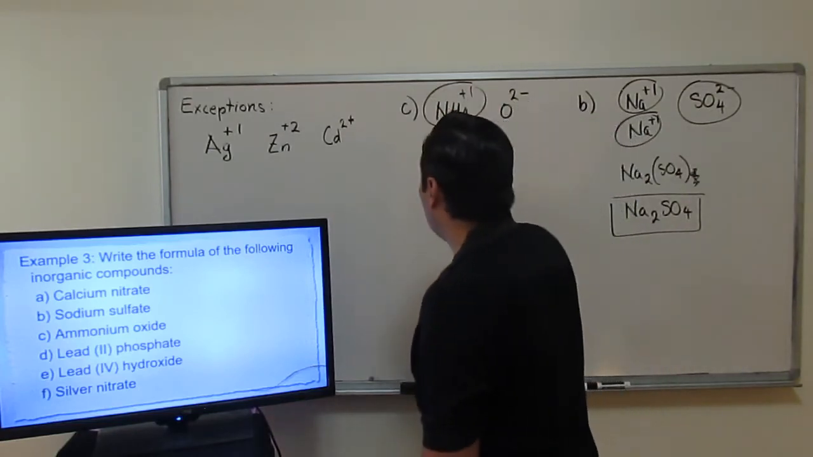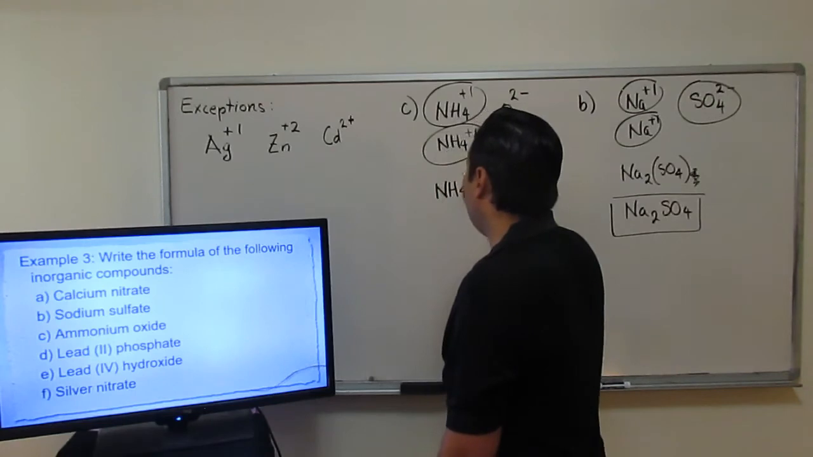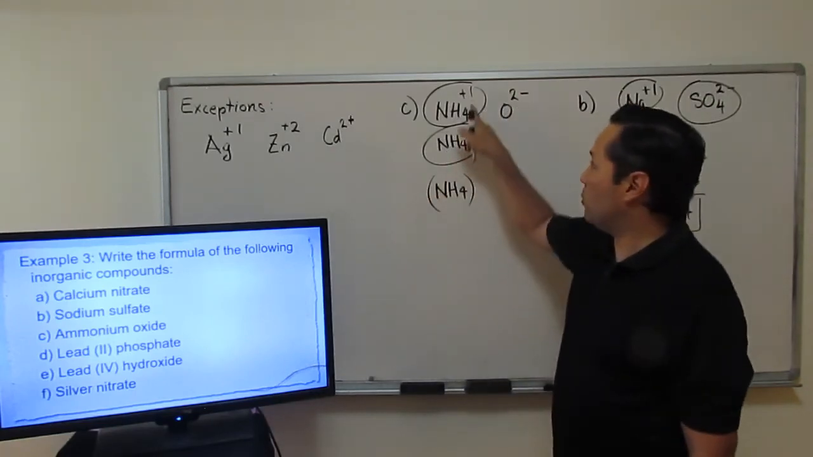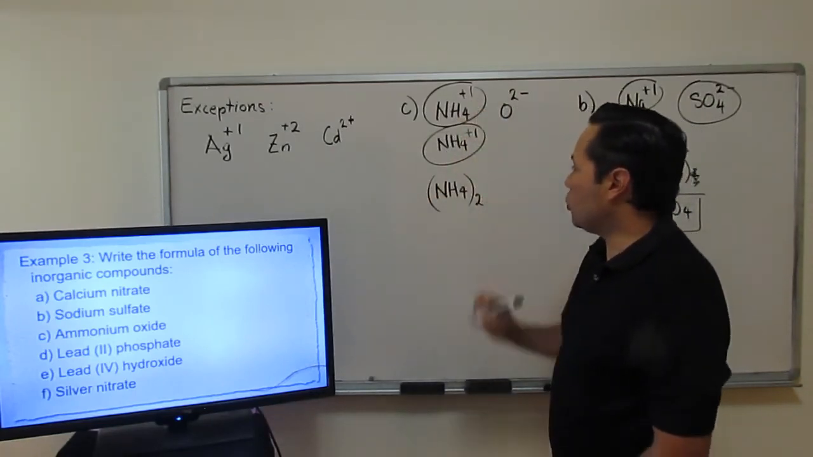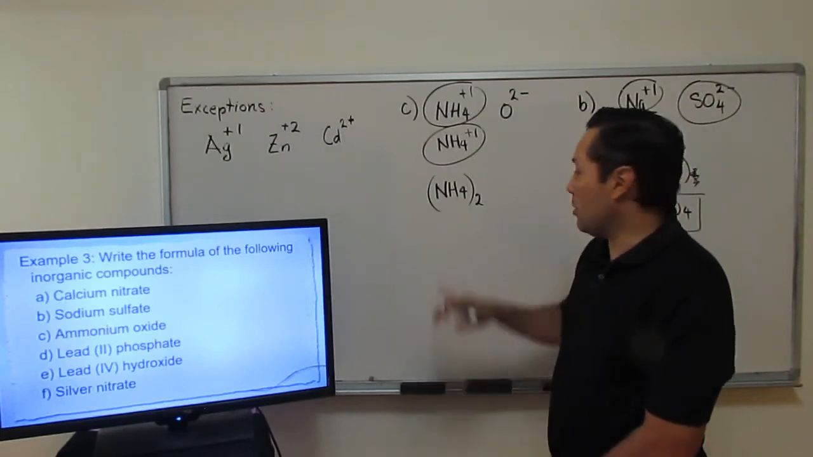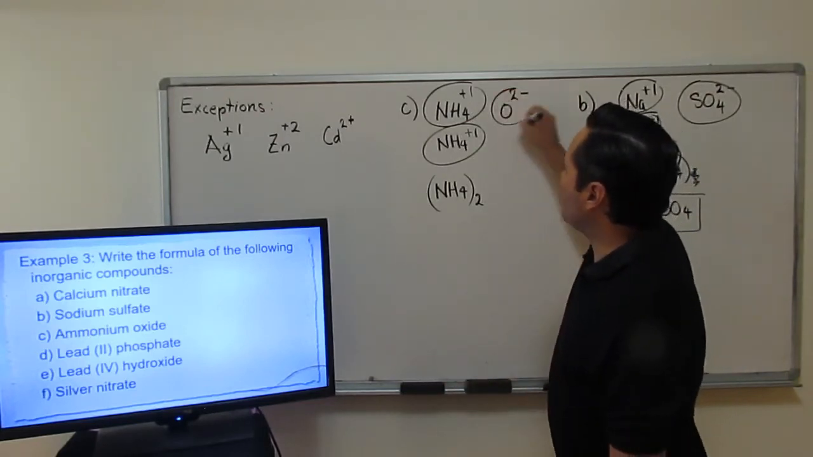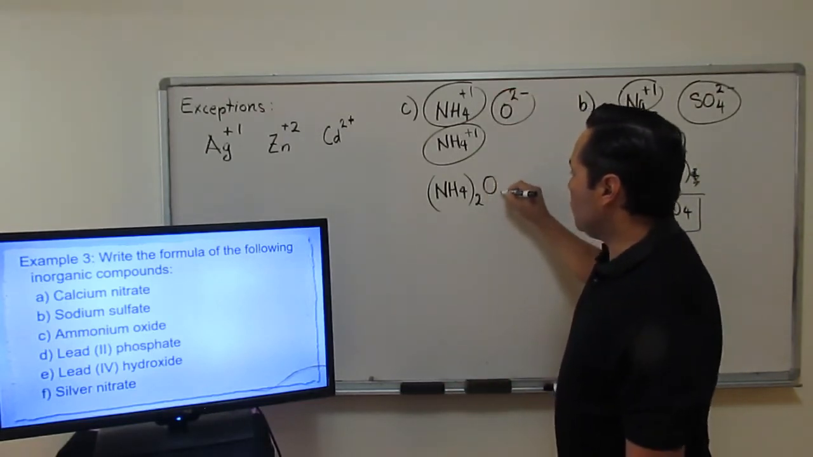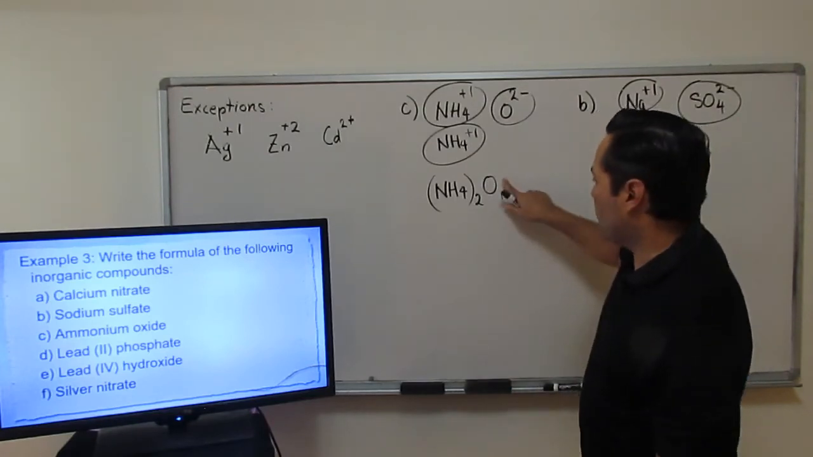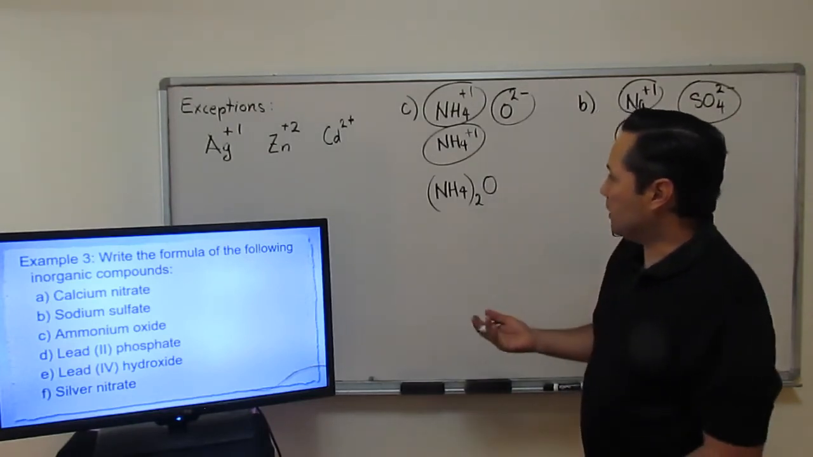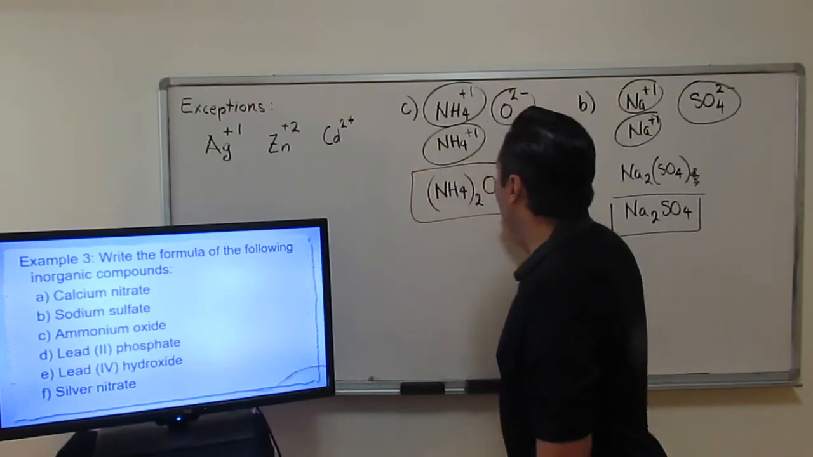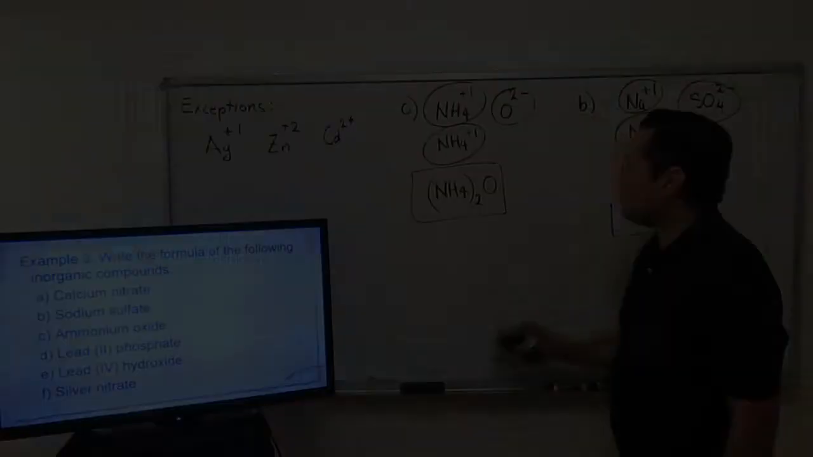So I would write the group NH4 in parentheses. And again, there's 2 of them, so put a 2 outside of parentheses on the bottom right corner. Oxygens, there's only 1, so I put it right here. Do I put the 1? Again, we don't put 1s in chemistry. But that's your answer right there for ammonium hydroxide.